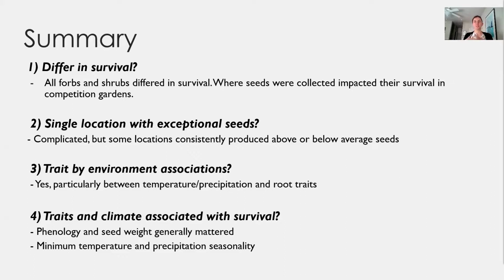So now let's just quickly summarize all these results. First, seed sources had significant differences in survival from one another. Then we found several locations with higher or lower performing seeds across all of the taxa. Third, we could say that there was definitely a relationship between traits and the environment, which is a pattern of local adaptation, as I've said. And then finally, as we just looked at, there were a few seedling traits and environmental factors that were predictive of survival for both the forbs and shrubs. Generally things like higher minimum temperature, greater precip seasonality, and higher seed weights were the traits most associated with survival.